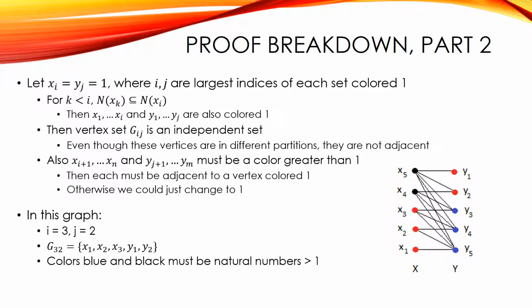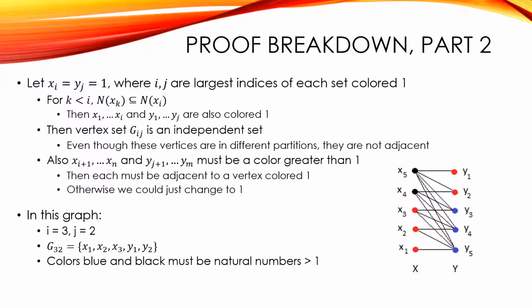So then using this graph, we'll take more steps forward with this. We're going to let X sub I and Y sub j both be color 1, where I and j are the largest indices of each set colored 1. So in this case, I is going to be 3 because X sub 3 is the largest index of X that's red. 2 is the largest index of Y that's red.